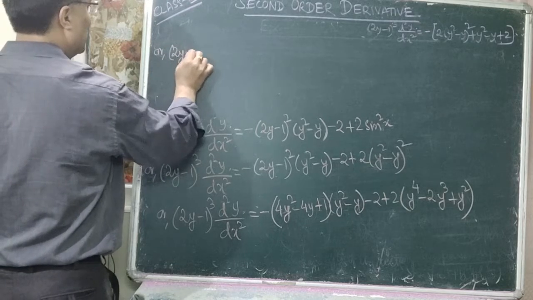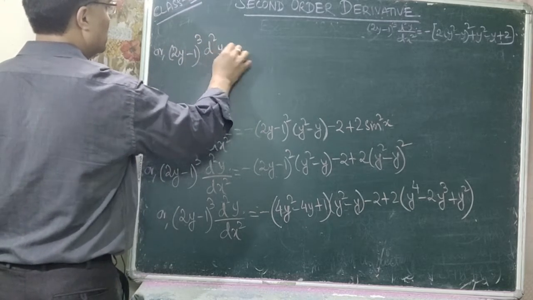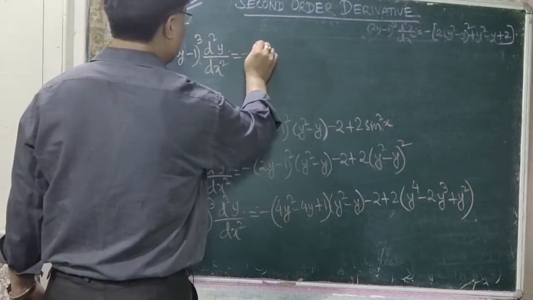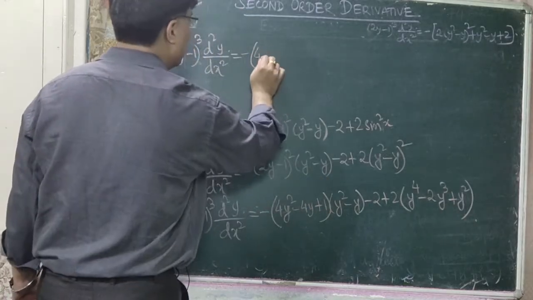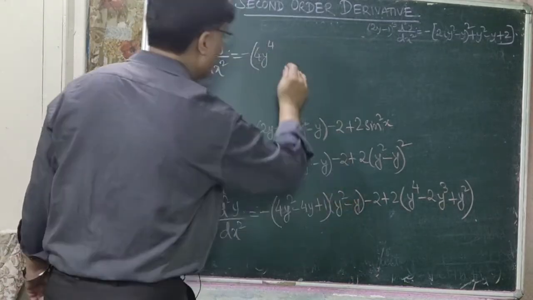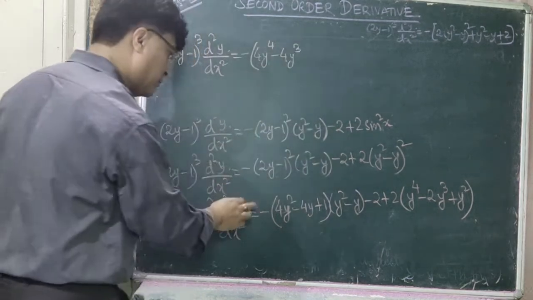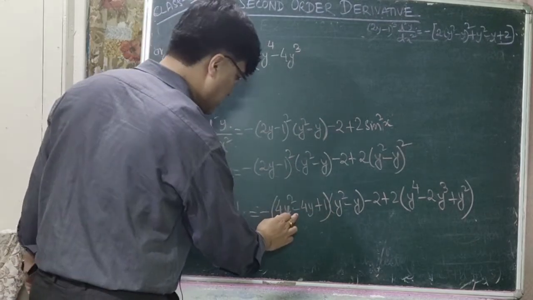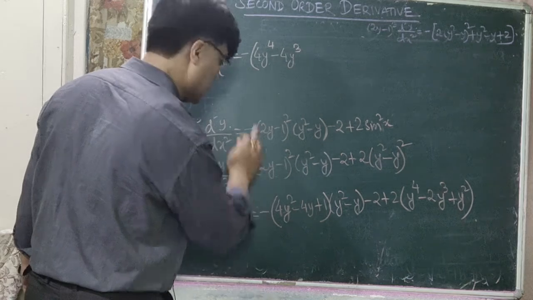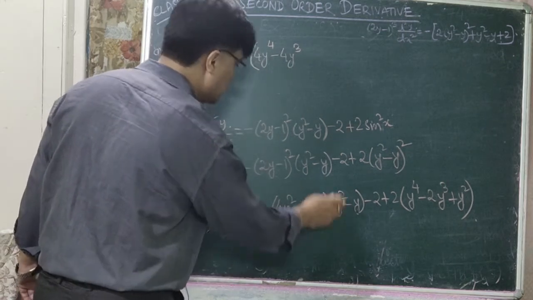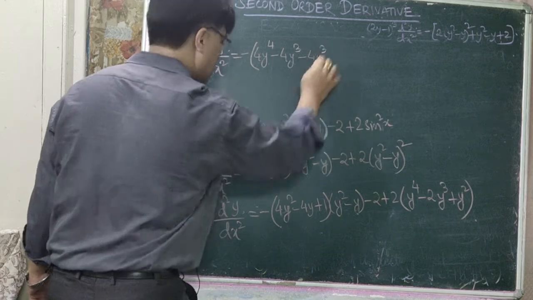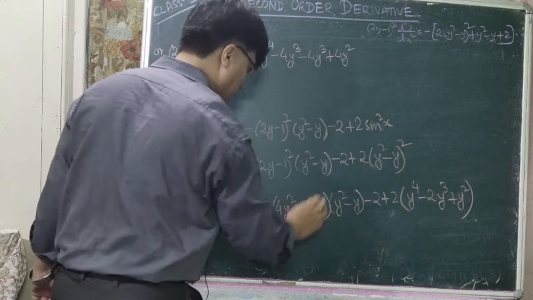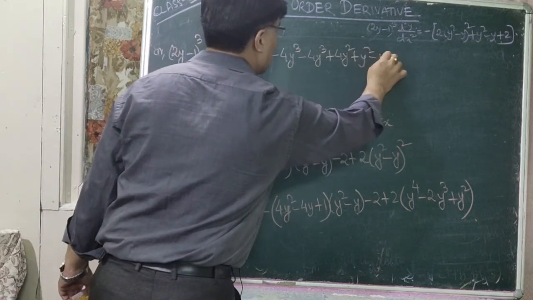So (2y minus 1) whole cube into d2y by dx square is equal to, now multiply them, minus within bracket 4y square into y square, 4y to the power 4, minus 4y cube. We are multiplying them, you know how to multiply it, isn't it? Again this is minus 4y cube. This is also minus 4y cube. Minus into minus plus 4y square, then plus y square minus y.